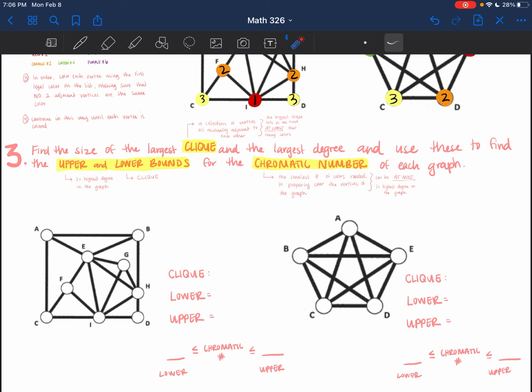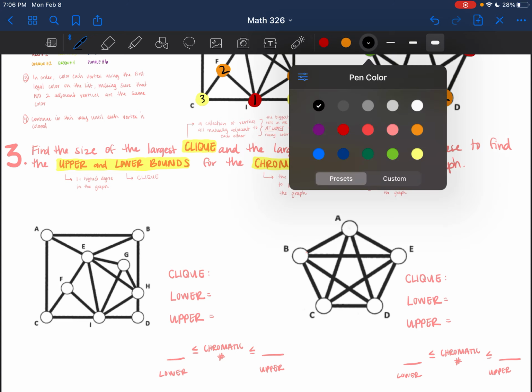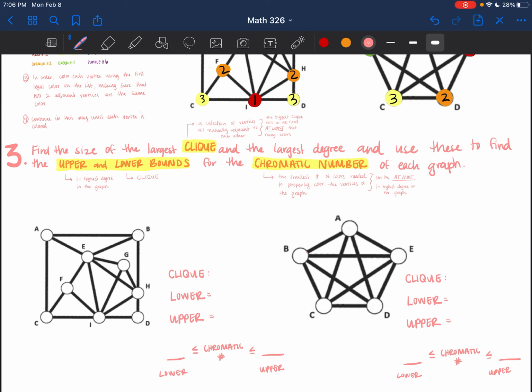So if we look at graph number 1, the same one that we've been working with this whole time, let's try and find the clique of our graph. I'm going to switch colors real quick here. I'm going to pick vertex I first. Remember, the clique means each vertex has to be touching all of the other vertices in the graph. So let's start with vertex I, simply because of how many other vertices it's touching.